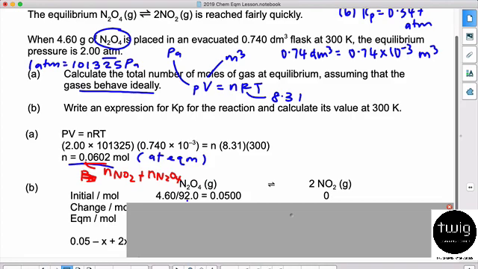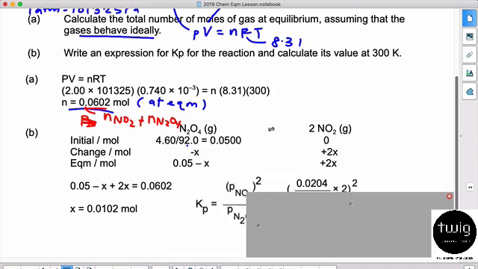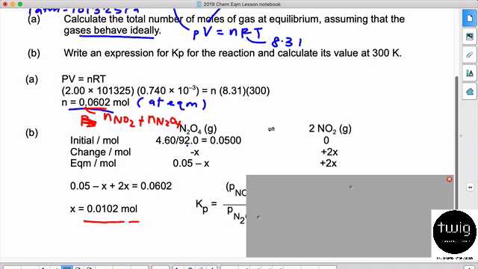Partial pressure is mole fraction times total pressure. I hope some of you remember. Getting the moles is not good enough, you need to do mole fraction times total pressure. Your x should be 0.0102. So for the partial pressure, just check.